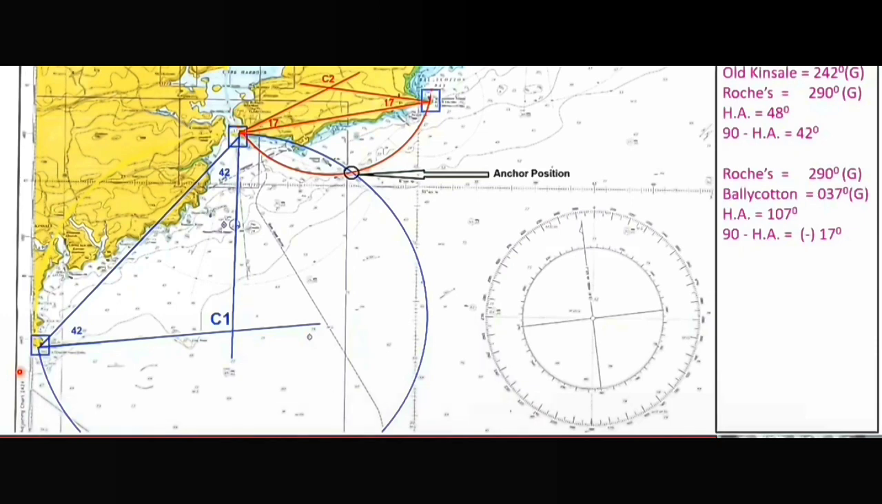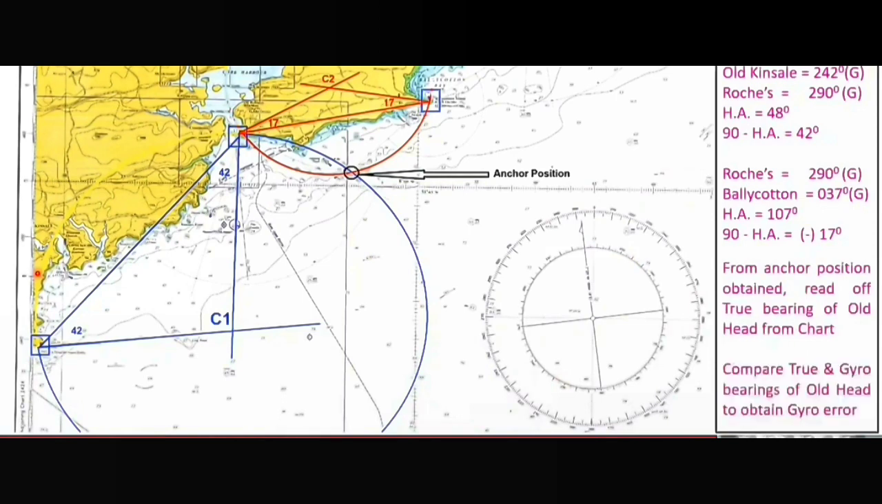Now to get the gyro error, we read off the true bearing of any one of these objects or points from the chart. It is advised that we read off the bearing of the farthest object so that the error does not get amplified. So in this case, please read off the true bearing of Old Head of Kinsale from the anchor position, and you can do it on the chart by putting your parallel ruler, transferring it to compass rose, and reading off the true bearing of the Old Head of Kinsale.